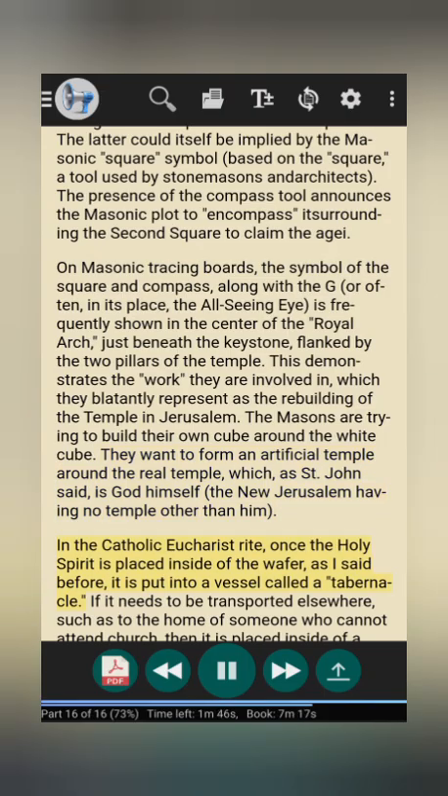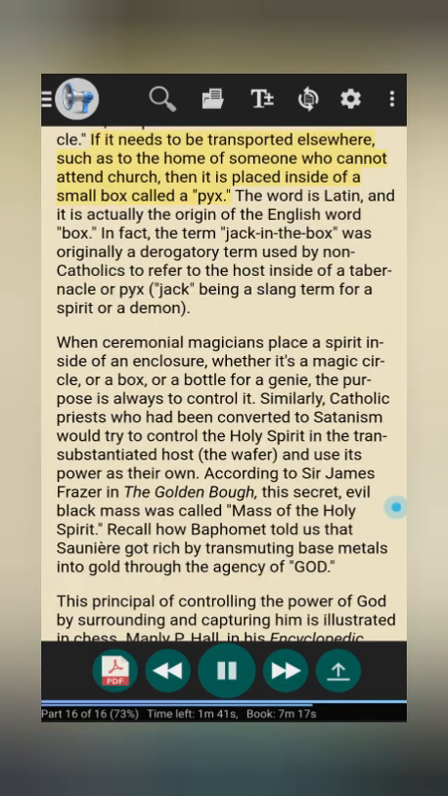In the Catholic Eucharist rite, once the Holy Spirit is placed inside of the wafer, as I said before, it is put into a vessel called a tabernacle. If it needs to be transported elsewhere, such as to the home of someone who cannot attend church, then it is placed inside of a small box called a pyx. The word is Latin, and it is actually the origin of the English word box. In fact, the term Jack in the Box was originally a derogatory term used by non-Catholics to refer to the host inside of a tabernacle, or pyx, Jack being a slang term for a spirit or a demon.